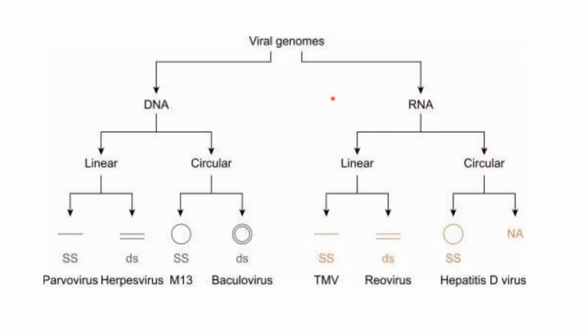So again, here's an outline of the viral genome configurations. They could be either DNA or RNA and can be linear or circular as well. And also they could be single-stranded or double-stranded, like you can see here. And some of the examples for each of these categories are shown here. For example, tobacco mosaic virus is an RNA virus. It has a single-stranded linear genome. Whereas the hepatitis D virus, again, is an RNA virus. It has a circular single-stranded RNA genome.